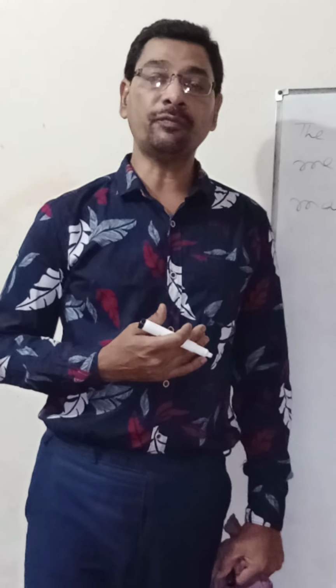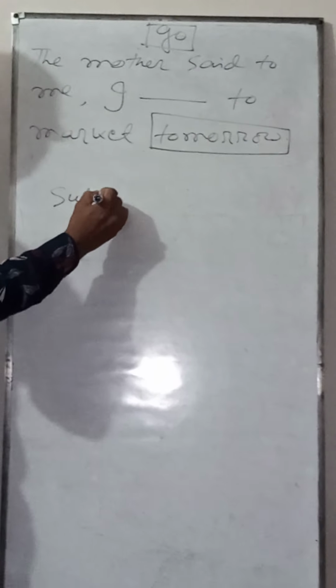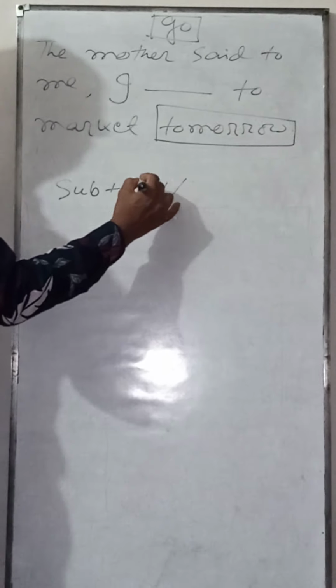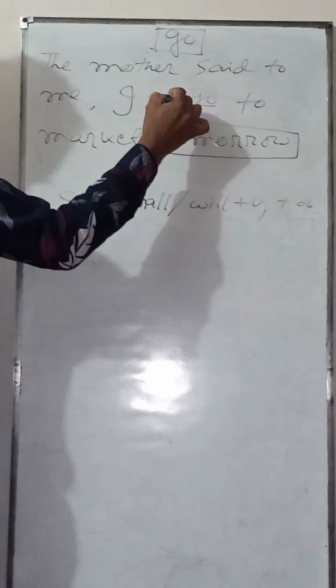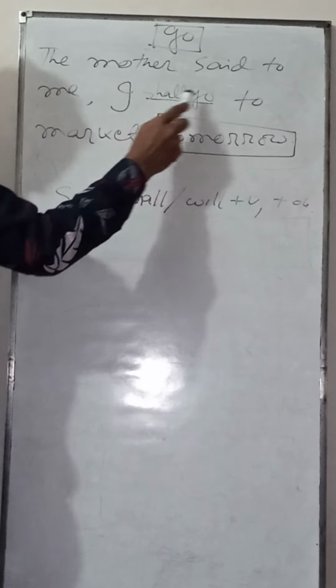And what is the structure of future indefinite? Future indefinite structure is subject plus auxiliary verb shall or will plus V1 plus object. Then if you write down here go, you have to add, I shall go. Okay? You have to add shall or will plus V1. The mother said to me, I shall go to market tomorrow. And then it will be the future indefinite tense.